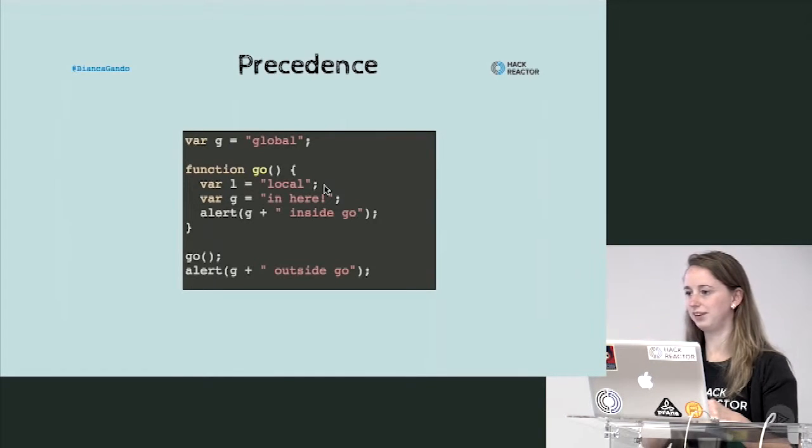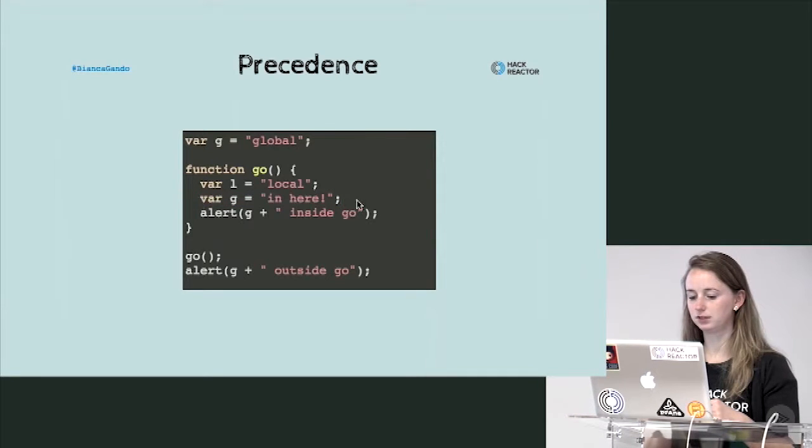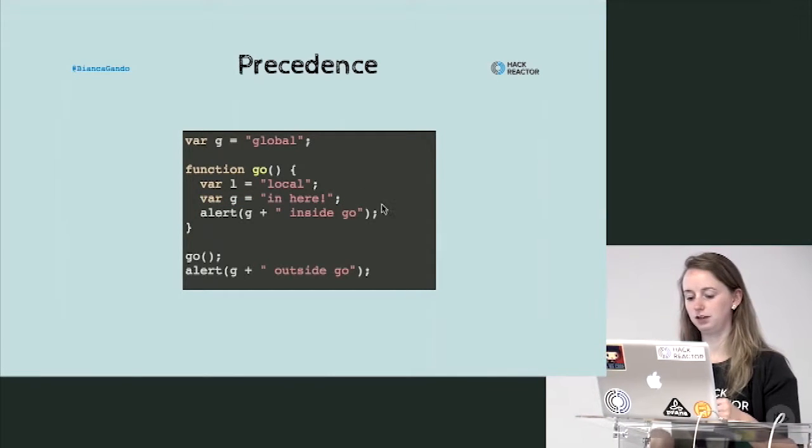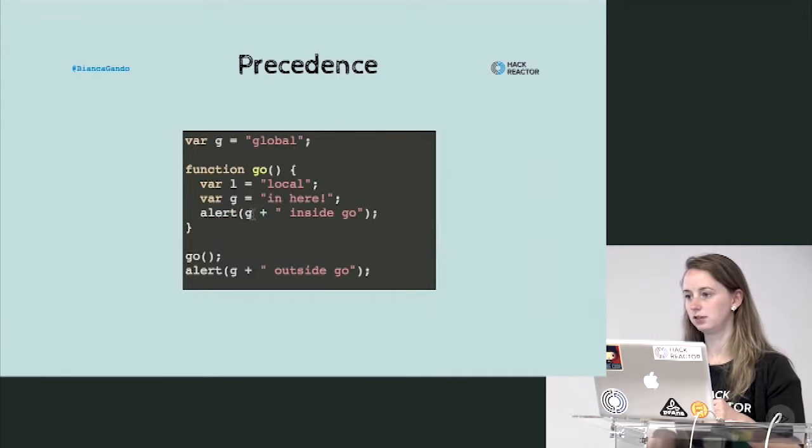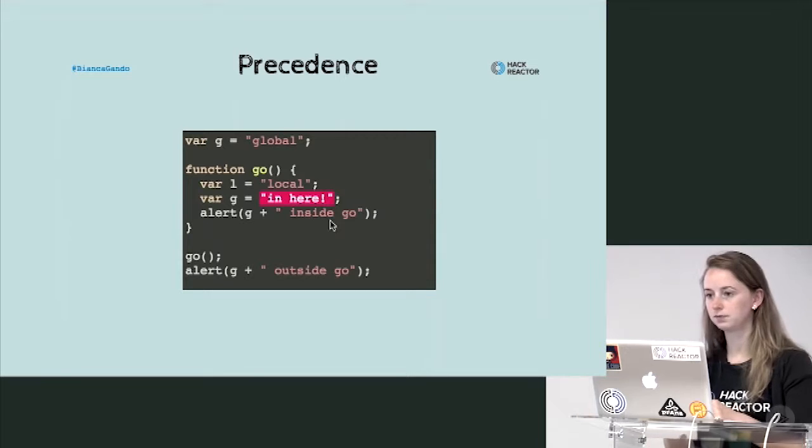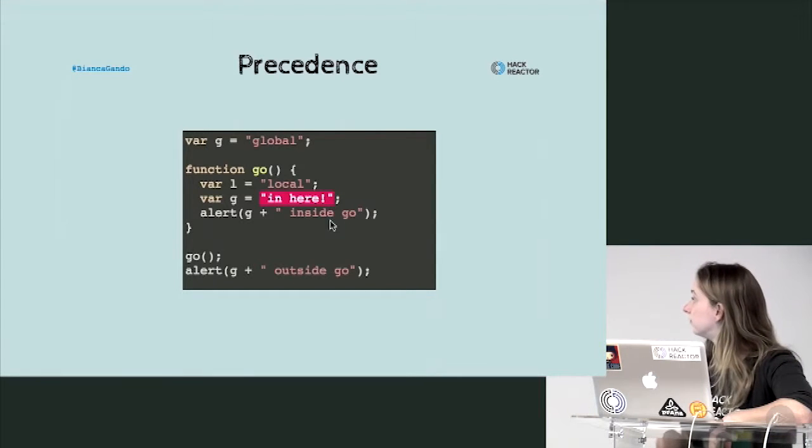Is your name William? Yeah. Okay. Then you would be on the next line for the G variable. You'd set that in here. And then Andy. Then you're going to alert G plus inside go. And what's G? G will be the local variable in the go function. So it would be in here, right? Yeah. Great. And Kevin? You're going to alert G outside of go.